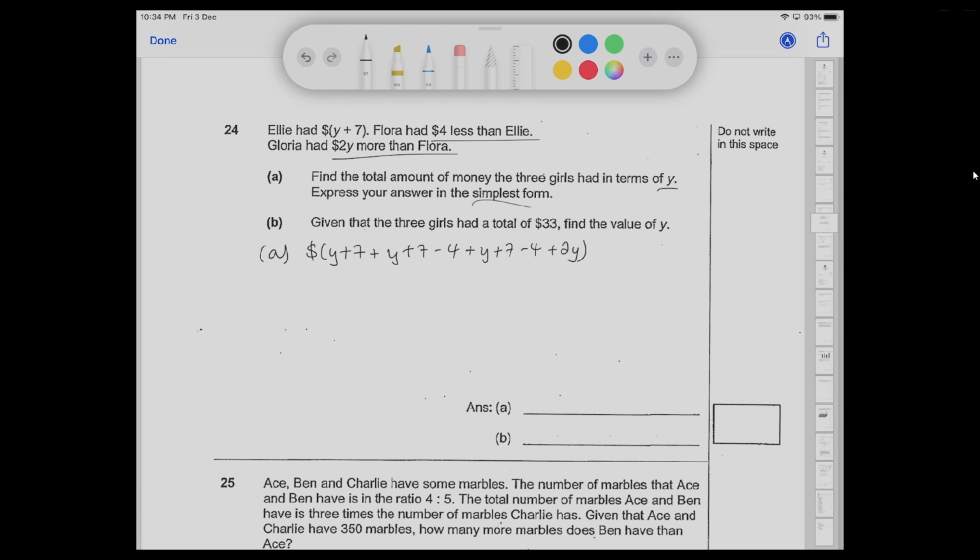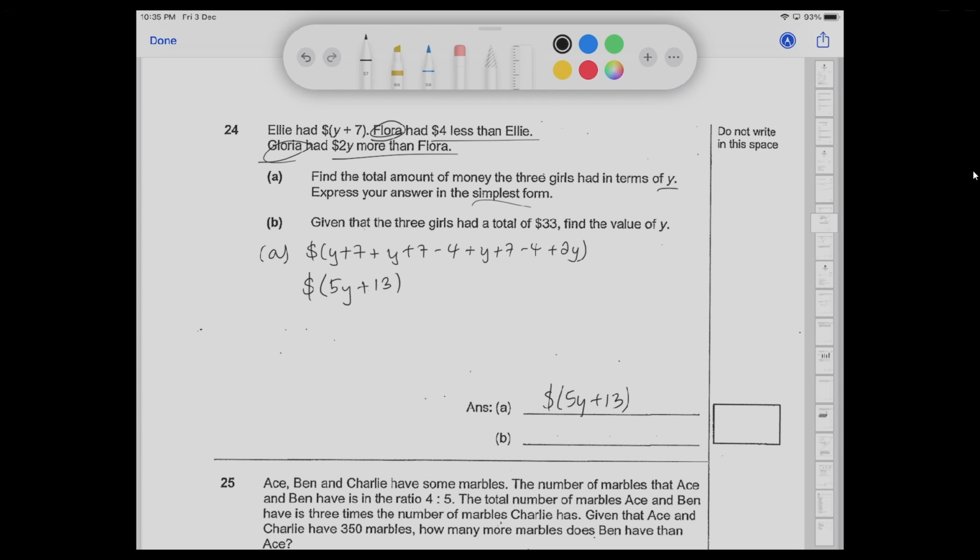It looks a bit messy at first. If you want, you can individually figure out the amount of money that they have, but I'm just doing this because it's a bit simpler. If you just simplify it, the y terms are 1y, 2y, 3y, 5y. The numbers are 7 plus 7 minus 4 plus 7 minus 4. So 5y plus $13. That's your answer.